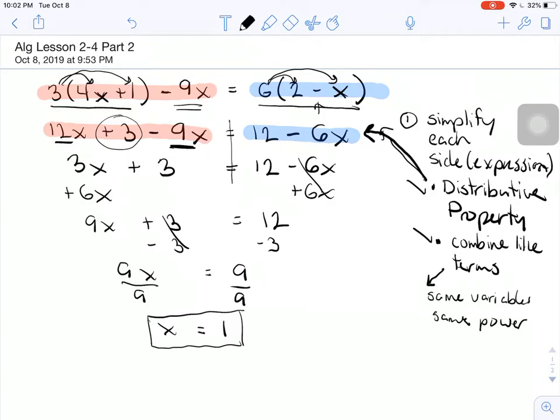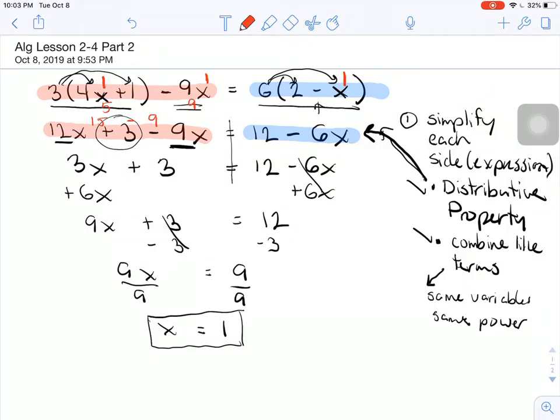We can go back to the beginning of the equation too and check our work. If we fill a 1 in everywhere there is an x, we can test that out. So 4 times 1 is 4, plus 1 is 5. 3 times 5 is 15. And then we also need to drop a 1 in here. 9 times 1 is 9. So this is going to give us 15 minus 9, which is 6. So that whole side of the equation gives us 6, the red side.